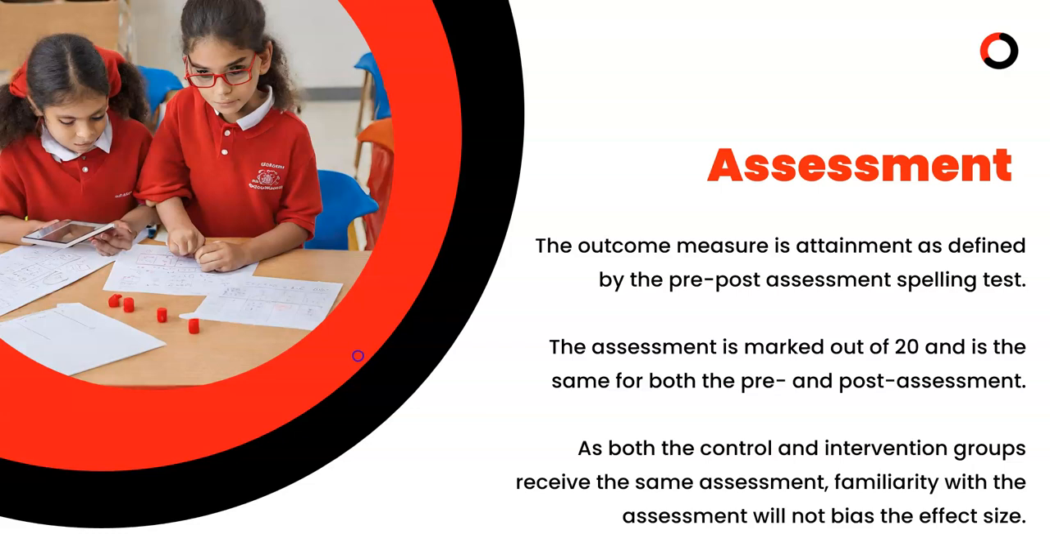Finally, the assessment. The outcome measure is attainment as defined by the pre- and post-assessment spelling test. The assessment is marked out of 20 and is the same for both the pre and the post assessment. As both the control and intervention groups receive the same assessment, familiarity with this assessment should not bias the effect size.